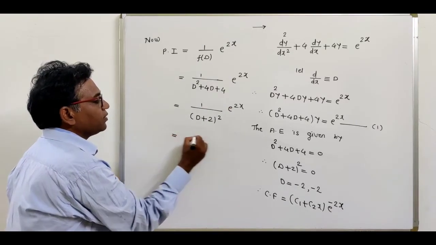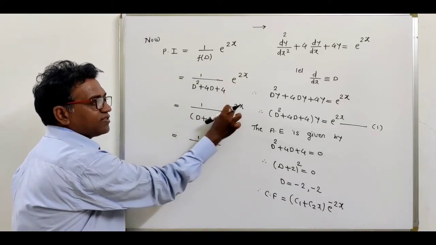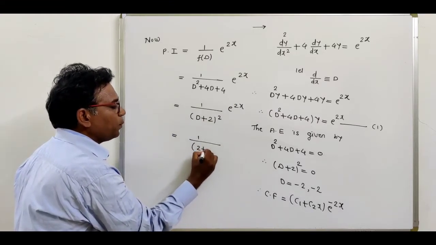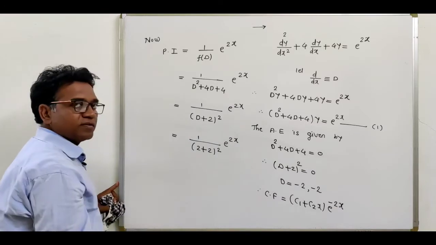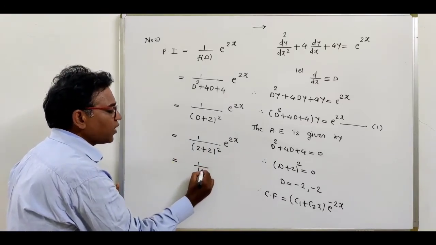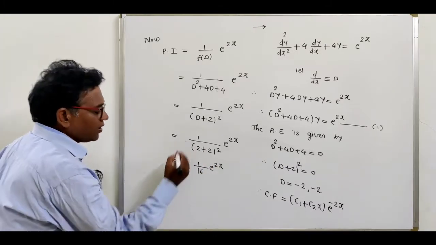So this is 1 upon, just replacing D by this number a, so replace D by 2. So this is (2 plus 2) whole squared into the exponential term, which is as it is. So this is 1 upon 4 squared, so this is 1 upon 16 into e raised to 2x. So write down the final solution.